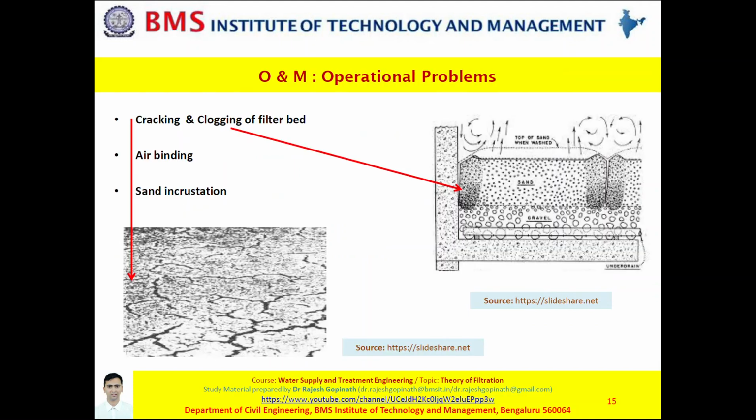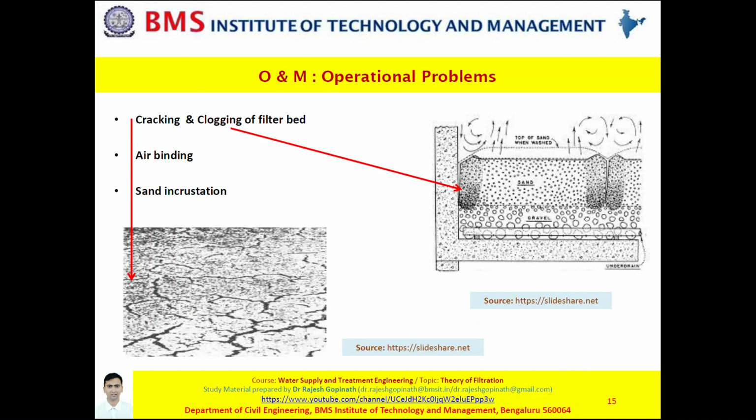Let us look at some of the operational problems in a filter. Cracking and clogging of filter bed. Due to high head losses and rapid accumulation of impurities or solids on the top surface, cracks can form due to the vacuum conditions, and when these cracks are formed, water will pass through without getting filtered. In a similar manner, when the filter gets clogged, the water does not pass. So when the water is not passing from top to bottom and filtration is not taking place, this also increases the head loss.